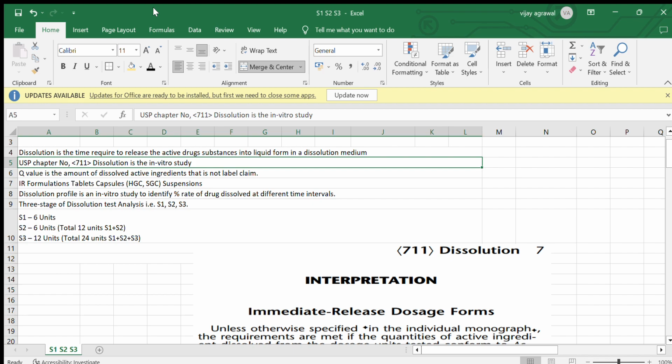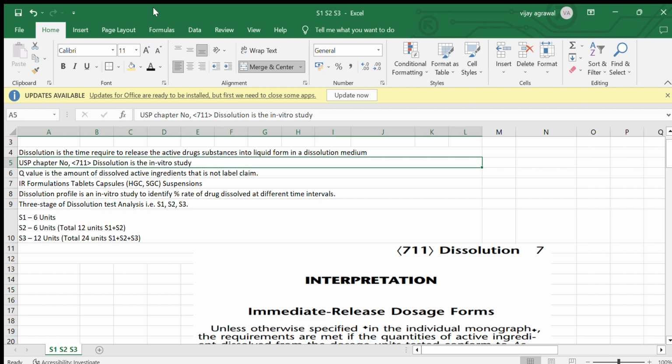Many of the professionals find this difficult to understand. That's why this video is prepared, and I assure you, after watching this video you will get complete clarity on the dissolution stages with the examples, and you will never forget about these S1, S2 and S3 stages. So it will require your 100% attention on each and every point of the video.